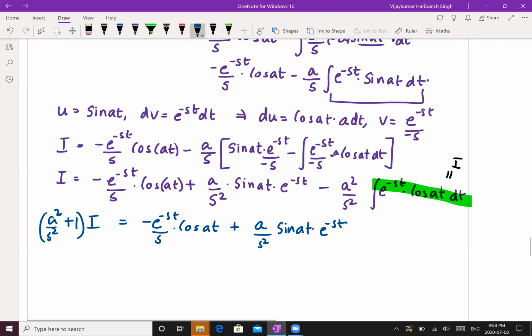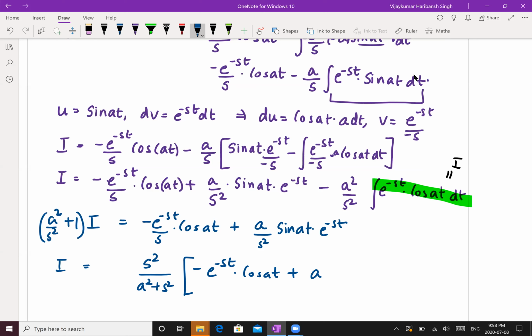Now when we divide on the other side, we get I equals s square by a square plus s square times e to the power minus s cos of at plus a by s square sine of at e to the power minus st. All right, a long problem indeed.